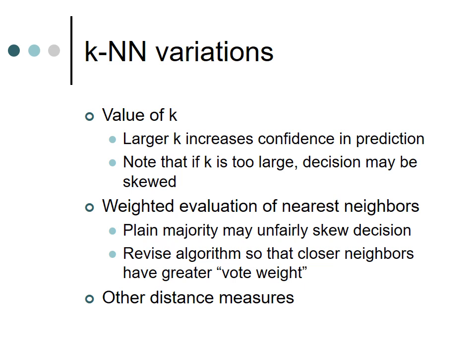KNN variations. The important thing is the value of k. A larger k increases the confidence in prediction. Note that if k is too large, the decision may be skewed. K-nearest neighbor is based on majority decision, so a plain majority may unfairly skew the decision. We can use weighted evaluation to assign higher weights to the closest neighbors. We can also try different distance metrics.